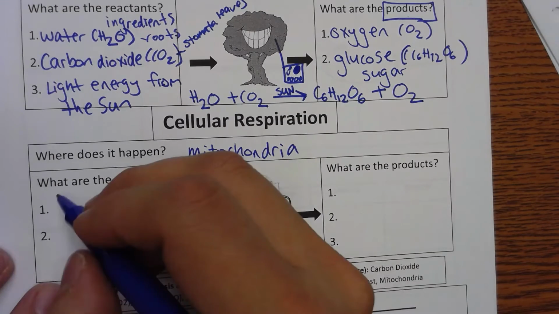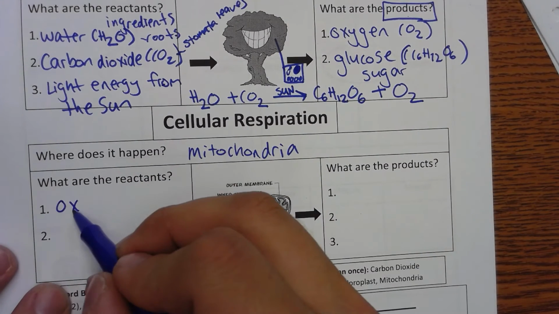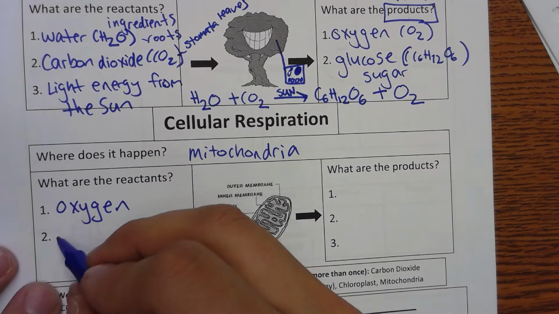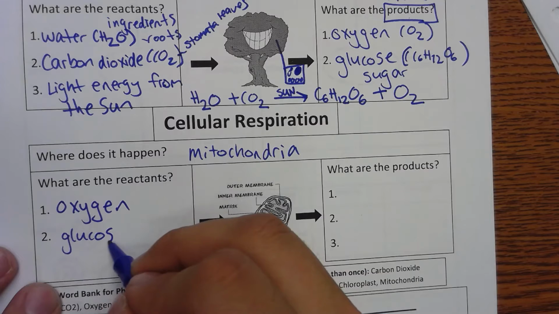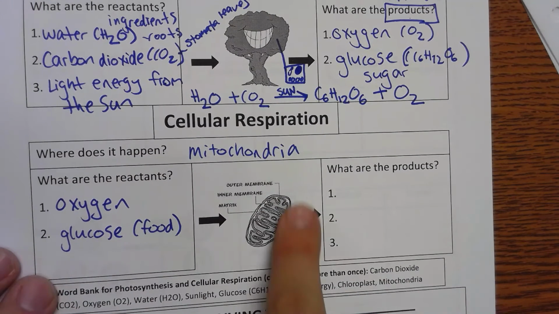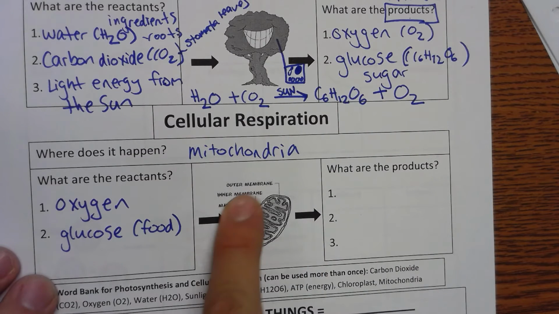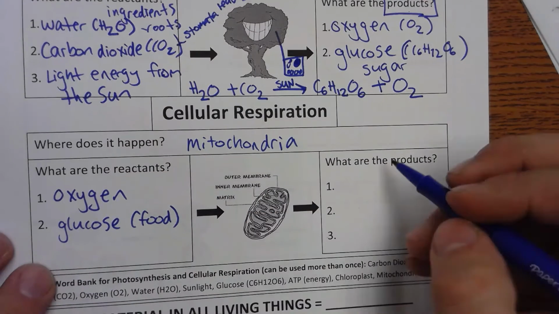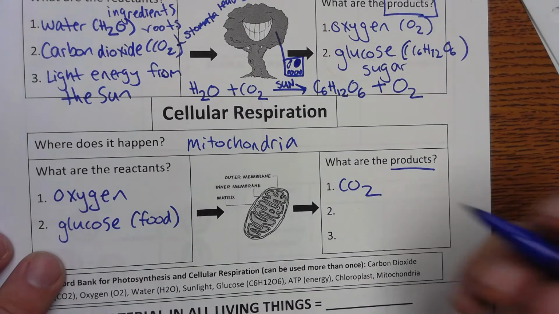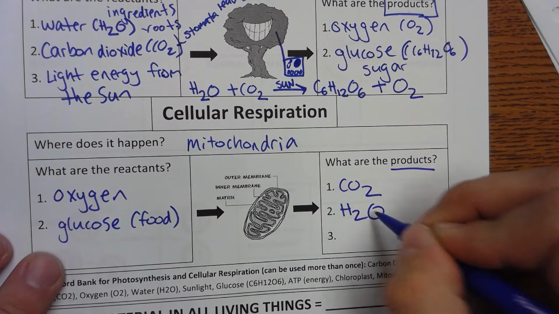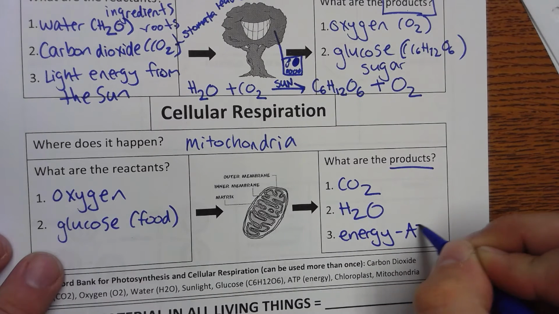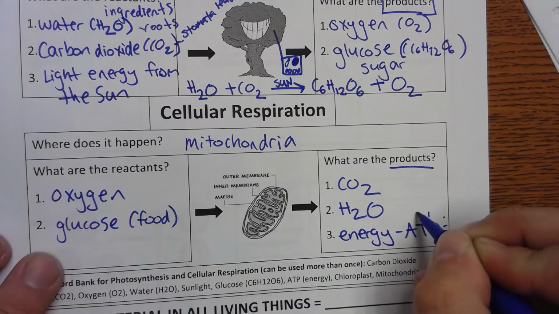Reactants, we already did this one. So now we're going to take the oxygen that plants made for us, and then the glucose that's in the food we eat. Okay? And the mitochondria is going to put those together, and they're going to make us carbon dioxide, water, and energy for us. And we said energy in the form of ATP. Okay?